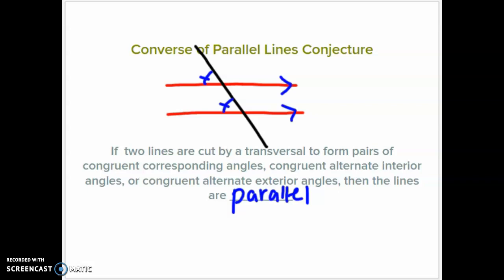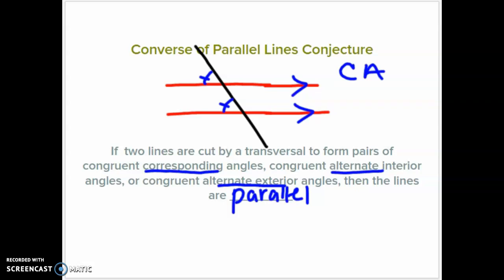I have to have at least one corresponding or one alternate interior or one alternate exterior to show that these lines are parallel. So sometimes you might have a picture like this, and they might say, prove these lines are parallel or not. And then you would say, well, because the corresponding angles, I can now say these two lines are parallel.